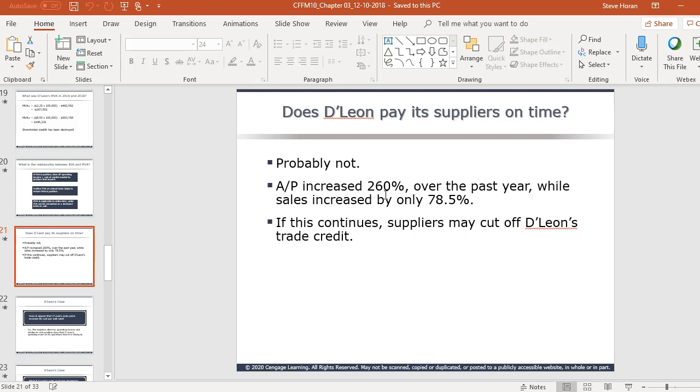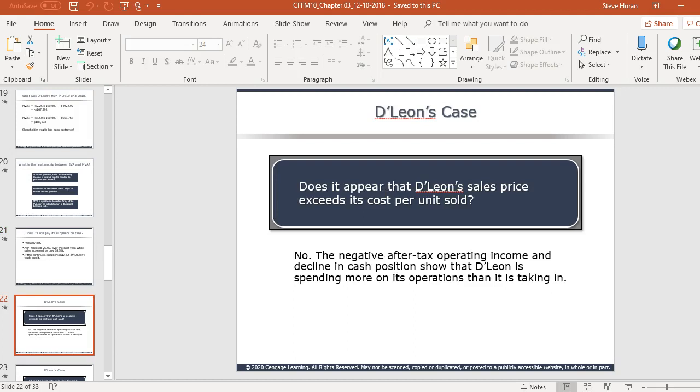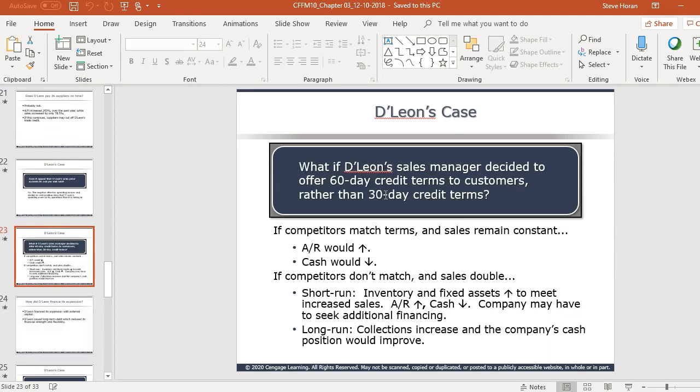So that's what we have to be concerned about as De Leon. So does it appear that their sales price exceeds the cost per unit sold? No, it's a negative after-tax operating income is really because they're spending more on operations. Their sales price is probably okay, but for whatever reason, their operations did not become more efficient. Typically, when you expand and you begin to make more, the goal would be that you drive your cost per unit down, and they have not done that.